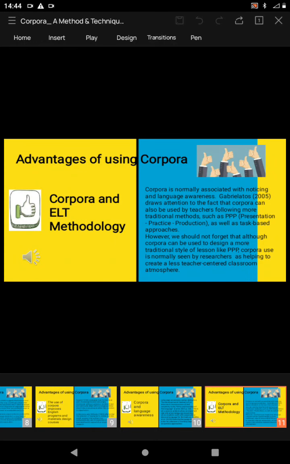The fourth one, corpora and English language methodology. Corpora is normally associated with noticing and language awareness. Gabrielatos in 2005 draws attention to the fact that corpora can also be used by teachers following more traditional methods, such as PPP or presentation, practice, production, as well as task-based approaches. However, we should not forget that although corpora can be used to design a more traditional style of lesson like PPP, corpora use is normally seen by researchers as helping to create a less teacher-centered classroom atmosphere.